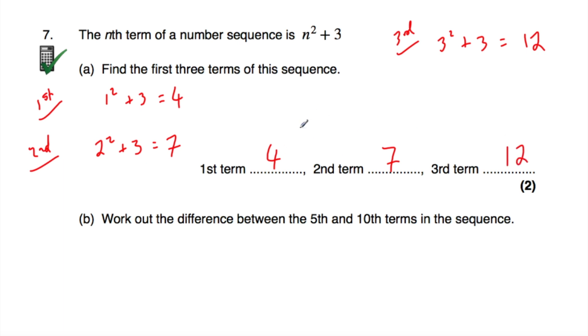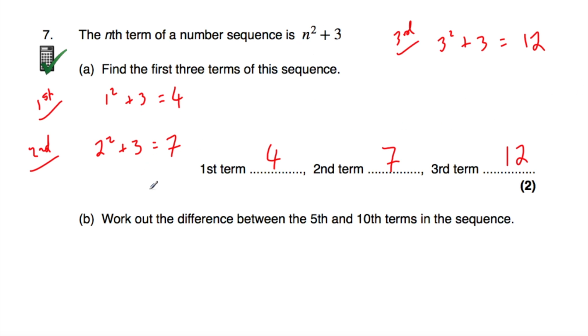Now you may notice here that when you've got the terms 4, 7, and 12, you get bigger by 3 and then get bigger by 5. And the reason is this is a quadratic sequence. It's got something squared, so it's not going to get bigger by the same amount each time. It's not a linear sequence. But to find the first 3 terms of the sequence, we just need to substitute in values of 1, 2, and 3 into n. And then you'd work that out, and that would be the terms in the sequence.